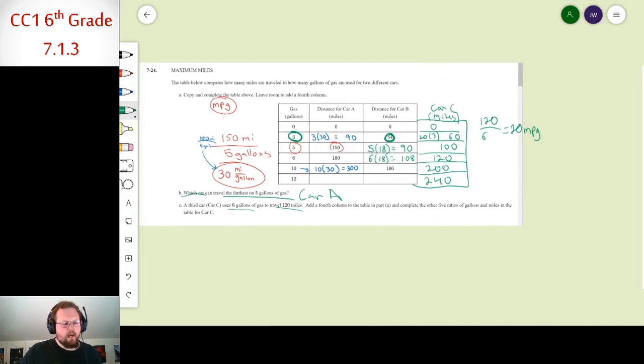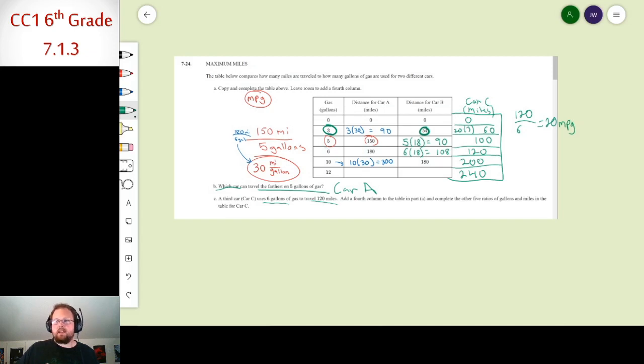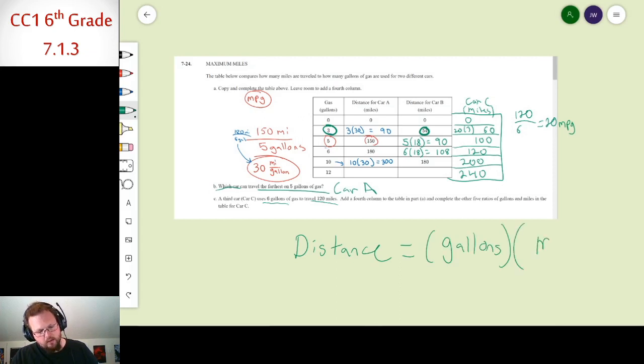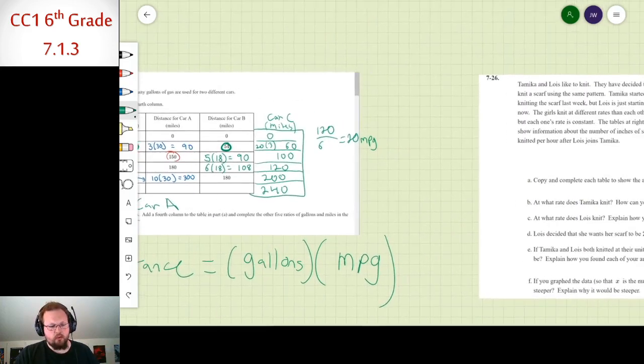I am going to talk about one other important part to this, where in this problem you could very easily fill in the table by simply, if you wanted to know any distance that the car could travel, all you had to do was take the number of gallons times the miles per gallon of the car. However, you will not always be able to just multiply by a number and have it work out, like this next example that I'm going to show you.